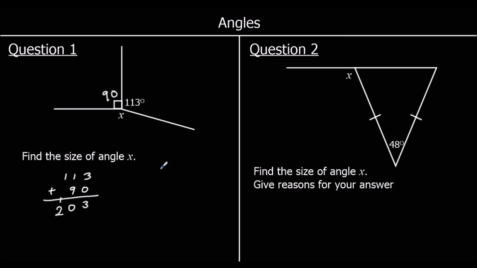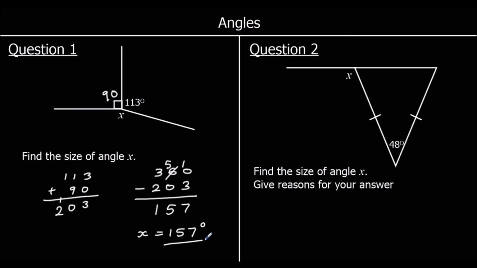So what's missing? It needs to add up to 360. So 360 take away 203. We'll take 1 off the tens, add it onto the ones. So 10 take away 3 is 7. 5 take away nothing is 5. And 3 take away 1 is 1. 3 take away 2 is 1. So 157 is what is missing. So the missing angle is 157 degrees.